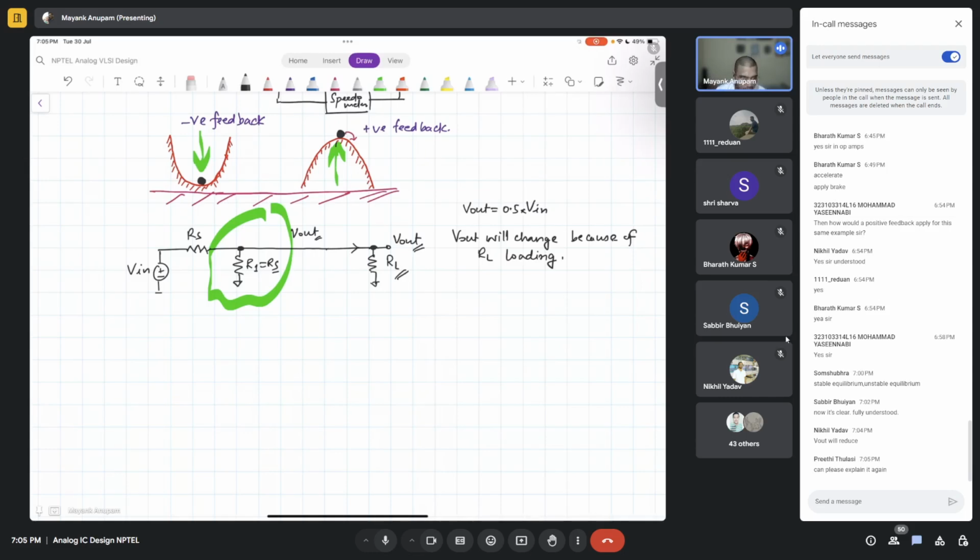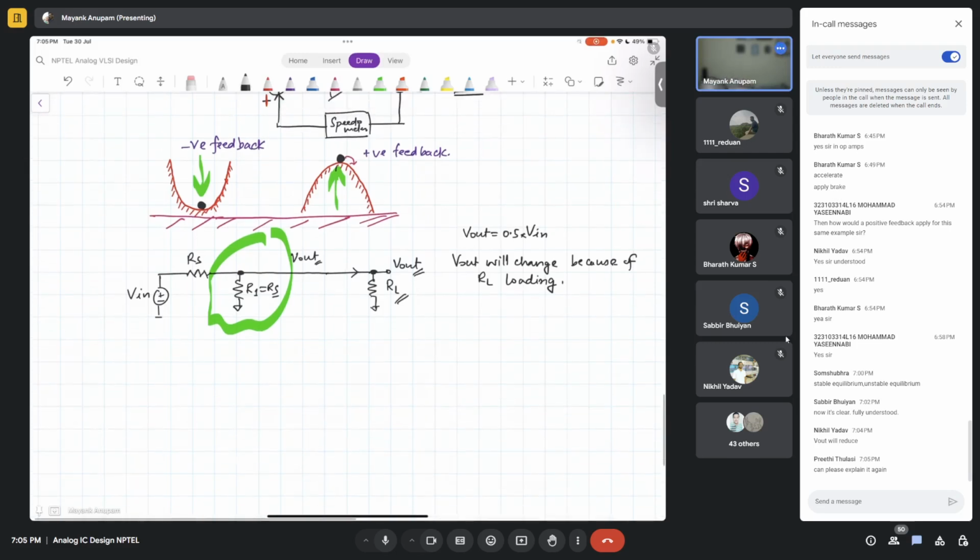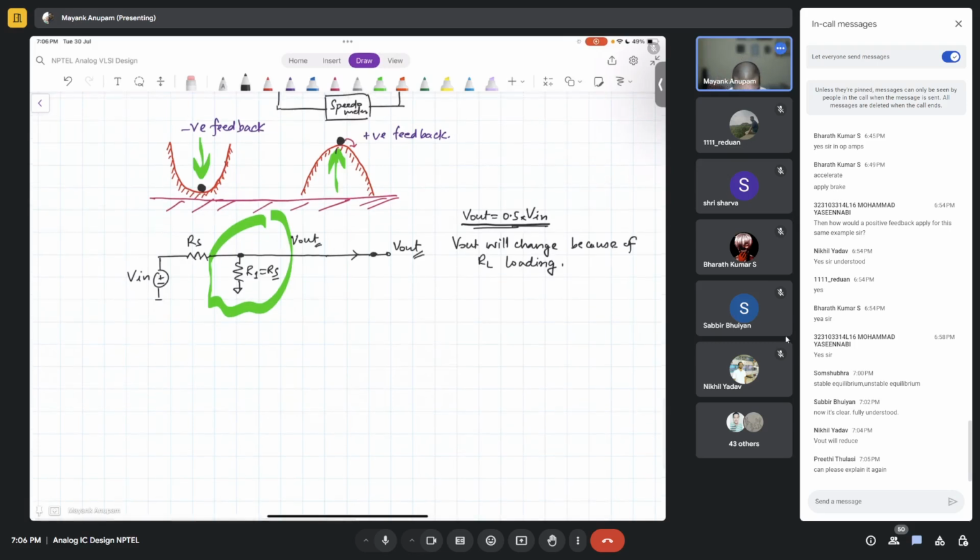Yeah, so Preeti, you want me to explain it again? Okay, I'll explain it again. So what I was saying was, let's say you want a constant voltage V out at the output node here, which is 0.5 times V in, and let's say you do not have RL. Okay, so in that case, the value of R1 here, this resistor here, it will be simply Rs, right?